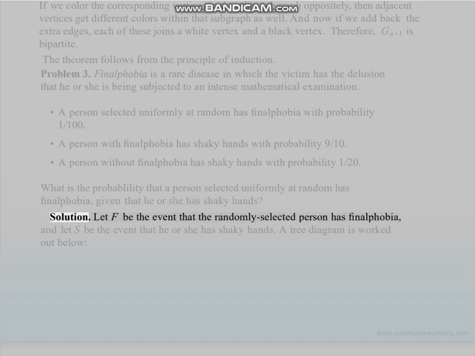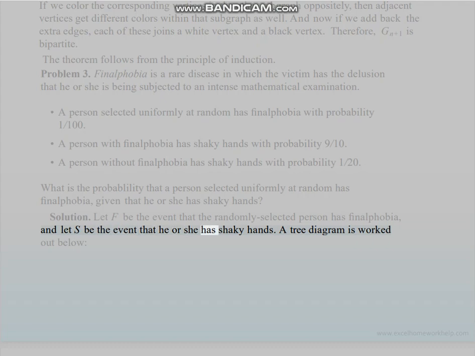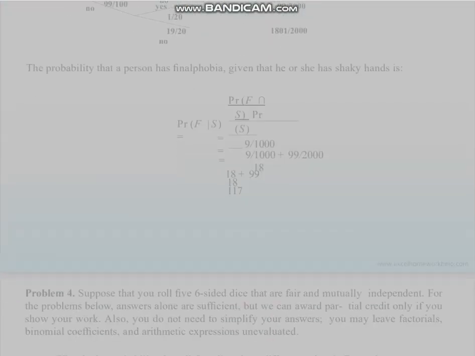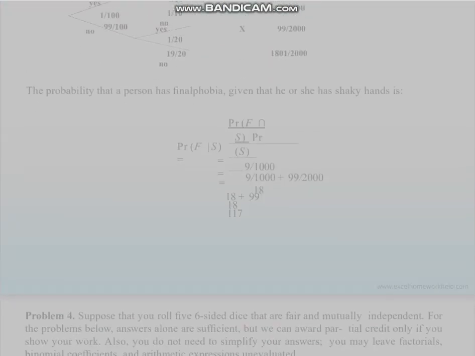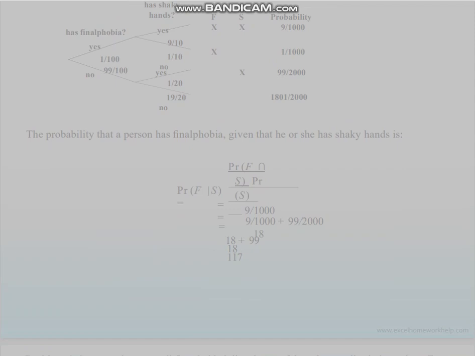Solution. Let F be the event that the randomly selected person has final phobia, and let S be the event that he or she has shaky hands. A tree diagram is worked out below. Has final phobia? No, 99/100; yes, 1/100. Has shaky hands? Yes, 9/10; no, 1/10. Yes, 1/20; no, 19/20.